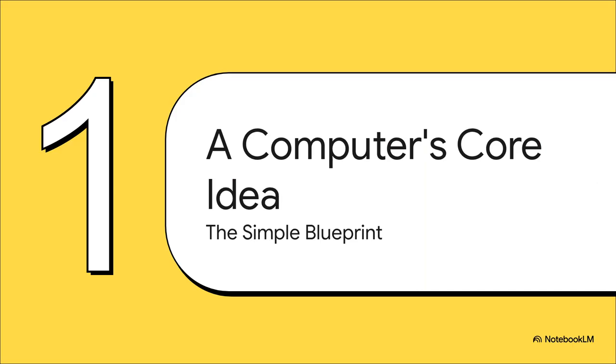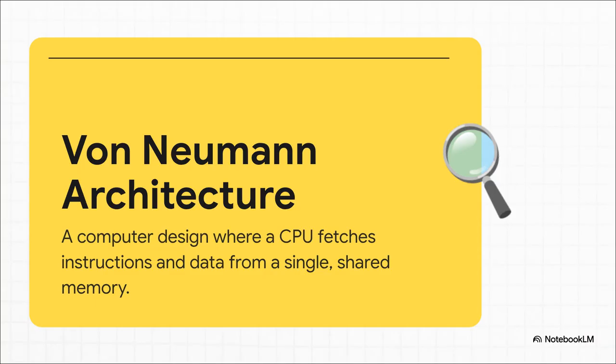So how did this all even begin? Well, it all started with a single, brilliantly simple idea that became the blueprint for pretty much every computer ever made. It's called the von Neumann architecture, and the concept itself is surprisingly easy to get your head around. Just imagine a chef. That's our CPU, the central processing unit. Now, this chef has only one pantry, and that's the computer's memory.